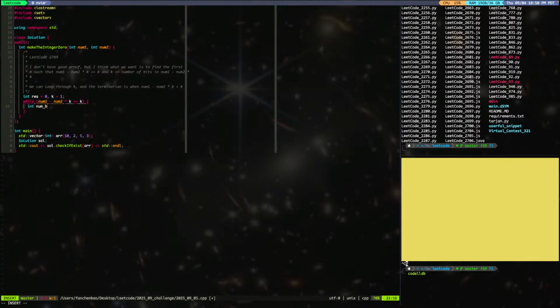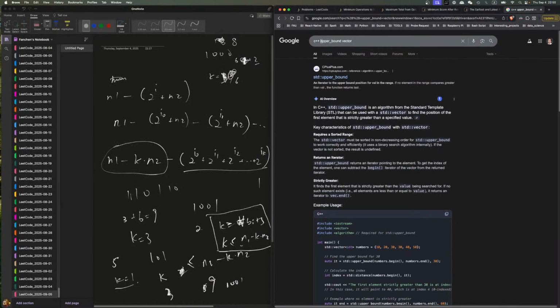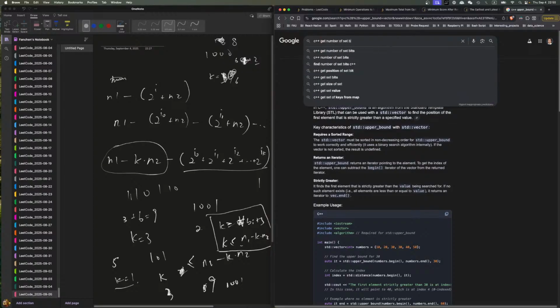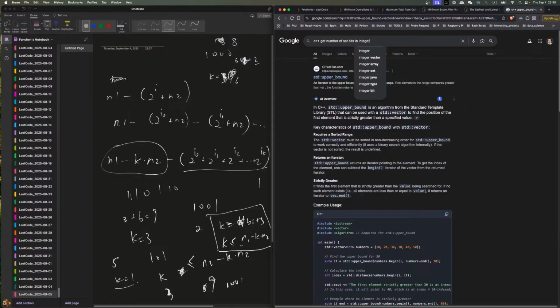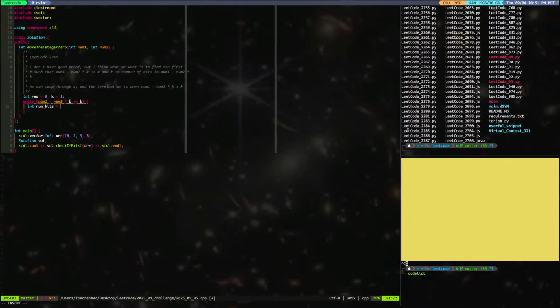Int num bits equal to, I actually don't know how to do this. How do we get the number of set bits in an integer? Built-in pop count. All right, so this is going to be num1 minus num2 times k. If k is smaller or equal to num bits, k plus plus, right?